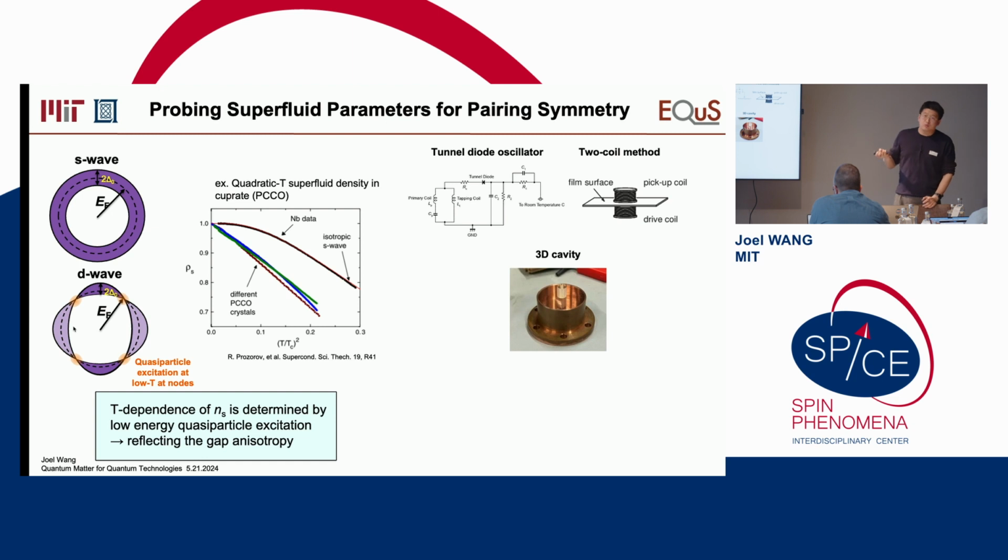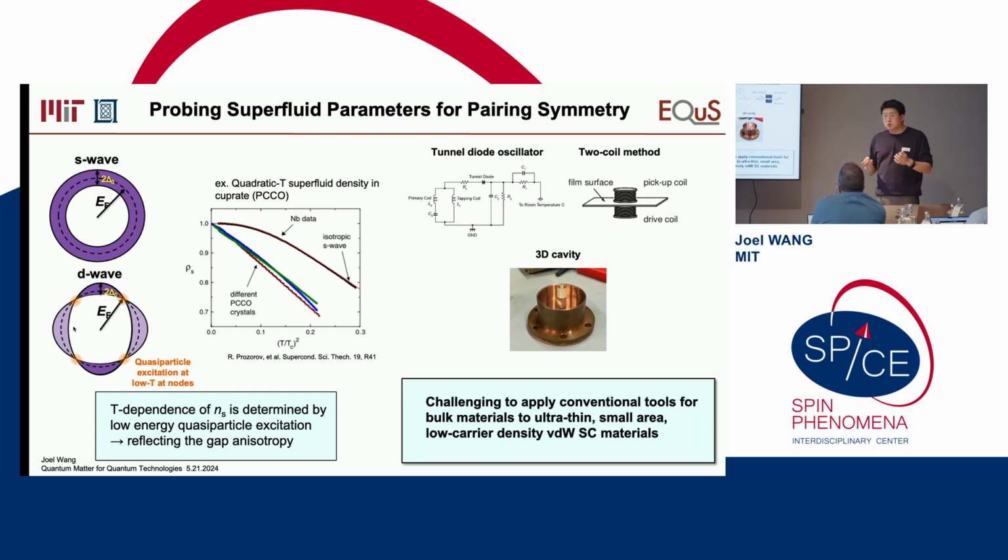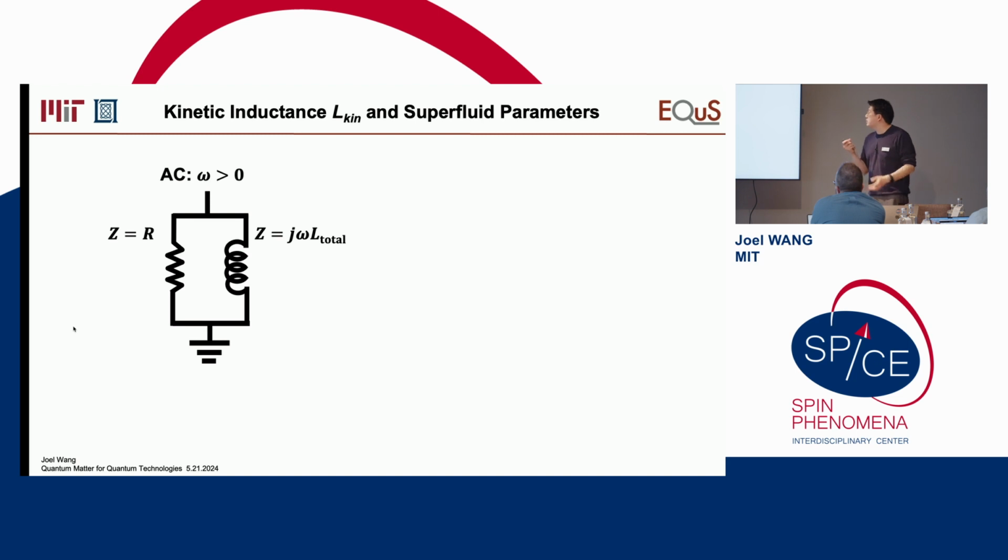However, for 2D superconductors, van der Waals materials in particular, most of the techniques that have been used for this study are very difficult to apply. This is due to the very small size, very thin films, and very low carrier density. So it has been very challenging to apply techniques usually developed for bulk materials to van der Waals superconductors, including MATBG. To tackle this problem, we came up with a scheme to study this material by studying the kinetic inductance and the superfluid parameter.